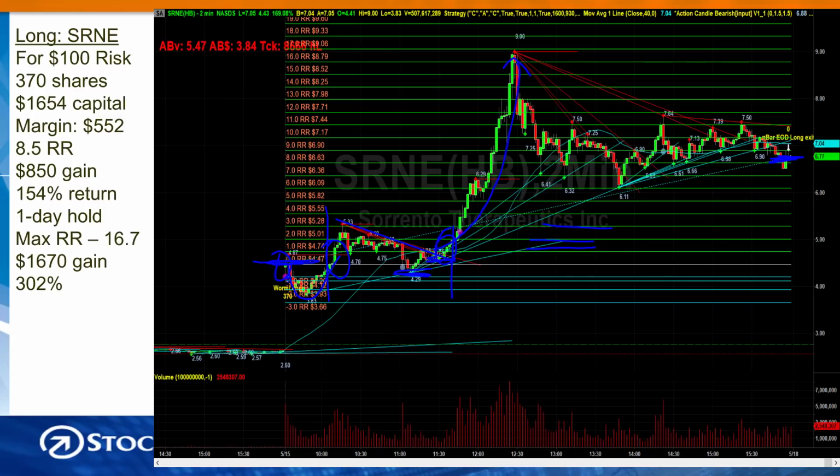Now, if you manage to get really lucky and sell it at the high, which of course we never do, but at that point it was actually up 16.7 times risk, which was a $1,670 gain or a 302% return for a single day.